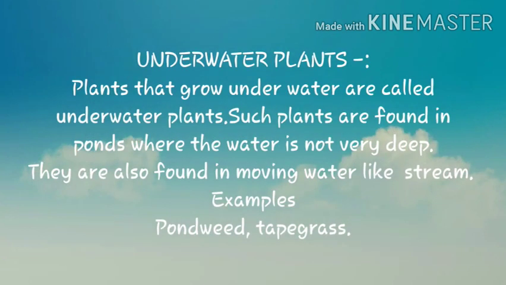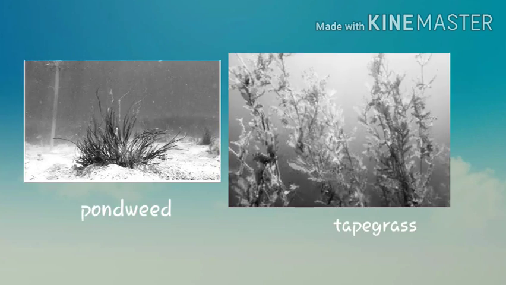Now, next, underwater plants. Plants that grow underwater are called underwater plants. Such plants are found in ponds where the water is not very deep. They are found in moving water like a stream. So moving water is called a stream. Pondweed and tape grass are examples of underwater plants.